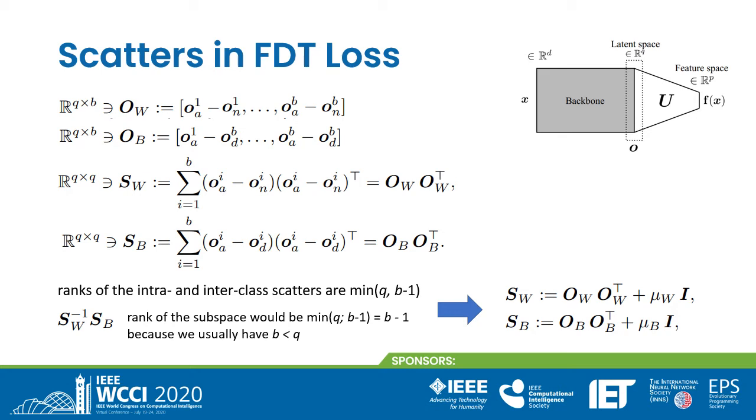But there is a problem. The ranks of intra and interclass scatters are mean of Q and B minus 1. And the rank of the Fisher discriminant analysis SW inverse SB is B minus 1, because usually the batch size is smaller than Q, the number of neurons in latent space. So in order to make it full rank, we slightly strengthen the main diagonal of SW and SB by mu W and mu B as small numbers.